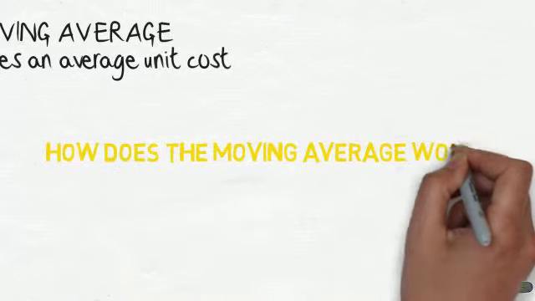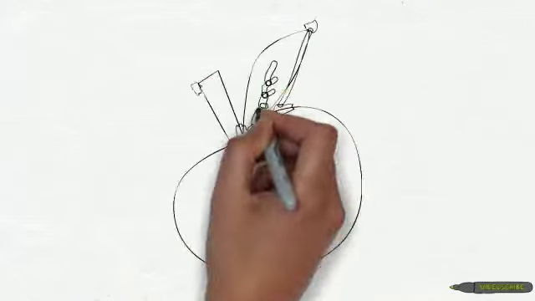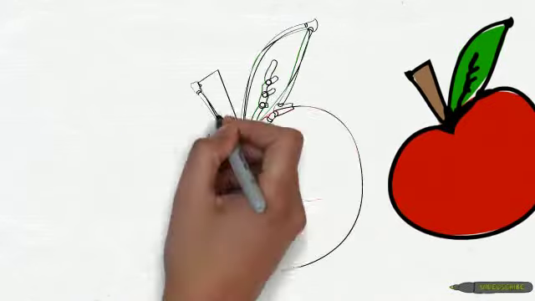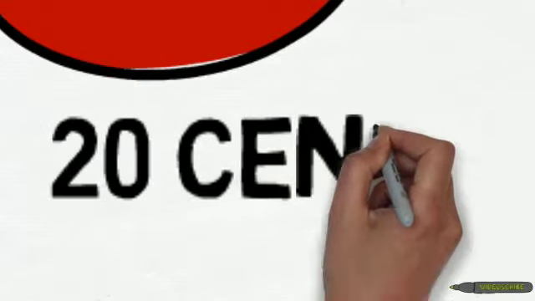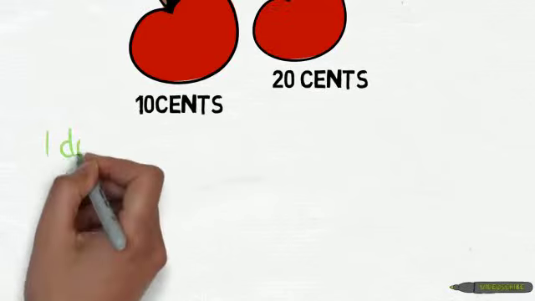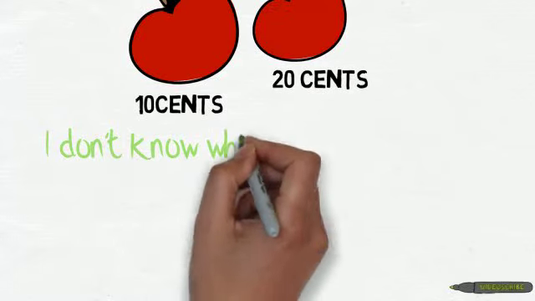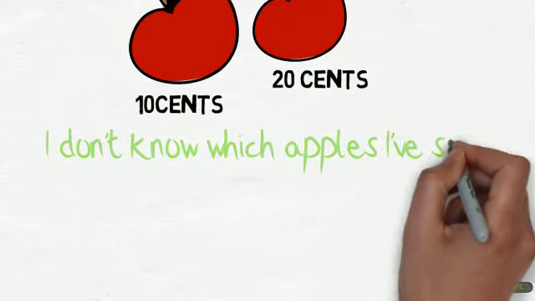How does this method work? Let's look at an example. Imagine I made two separate purchases of apples, one lot for 10 cents an apple and the other for 20 cents an apple. I then sell some of the apples, but I don't know which ones I've sold because essentially they all look the same. How can I estimate the cost of apples sold?